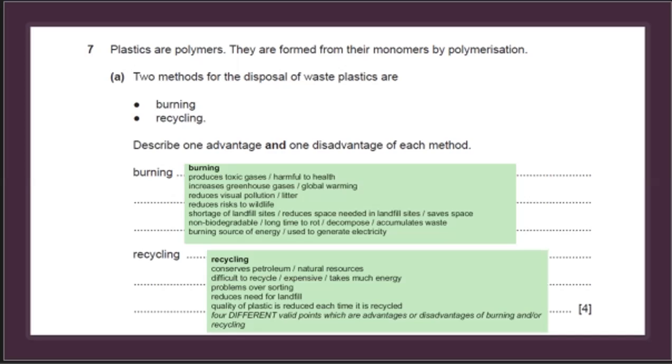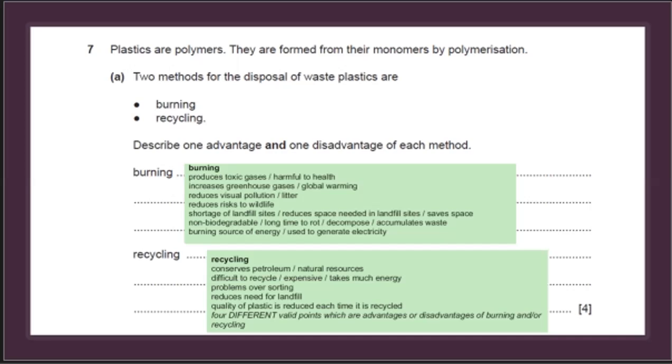I've put in a couple, right? With burning, it produces toxic gases that are harmful to your health. Increases greenhouse gases. It results in global warming. Reduces visual pollution, right? Which is an advantage, but it also reduces litter that you could visibly see. It reduces the risk to wildlife because you burn it. There's a shortage of landfill sites, which is a negative. Reduces the space needed in landfill sites, so it saves space, which is an advantage.